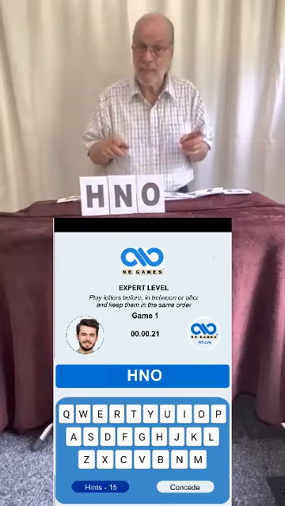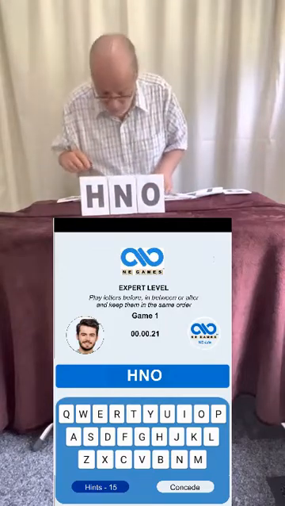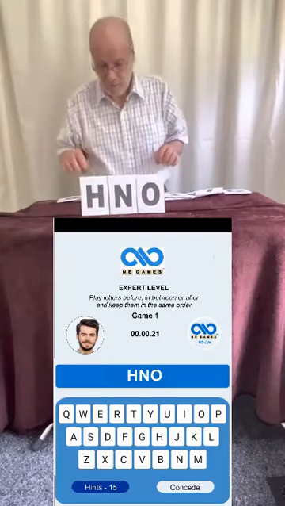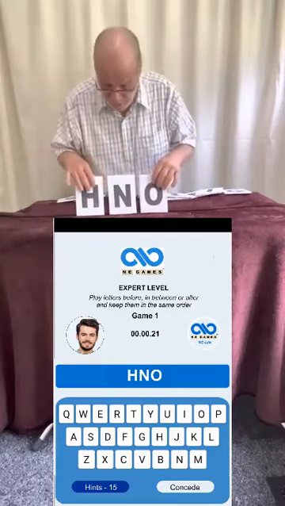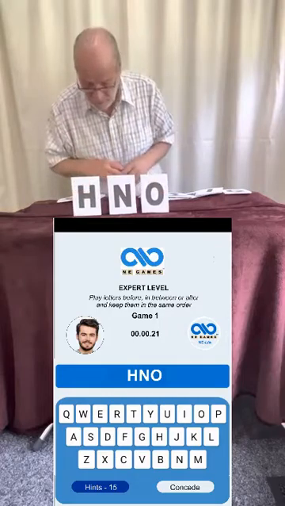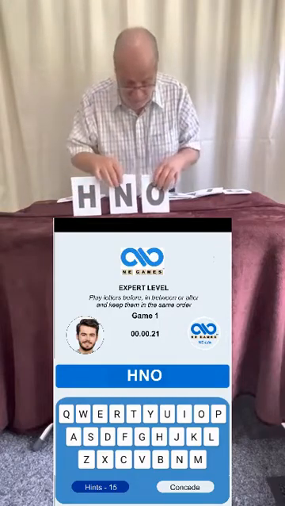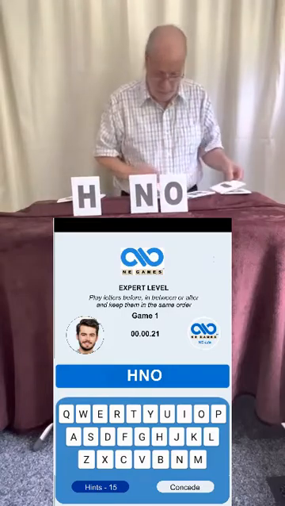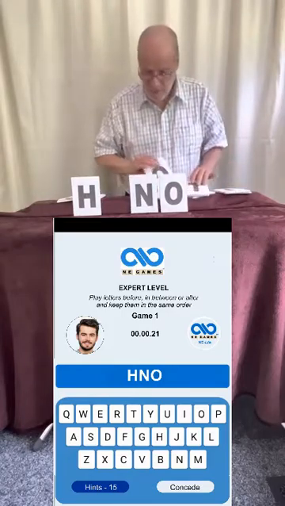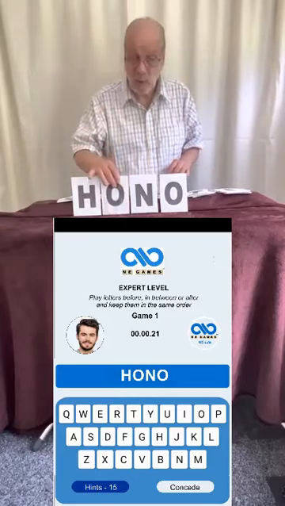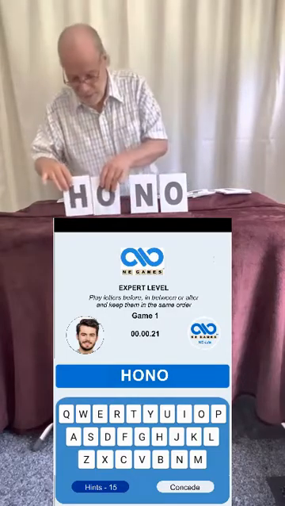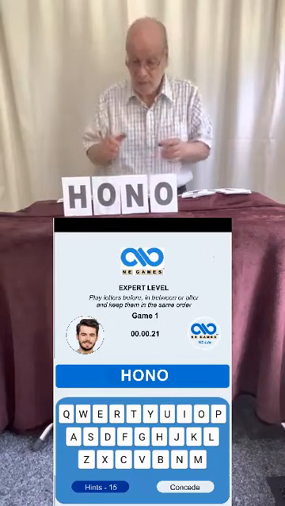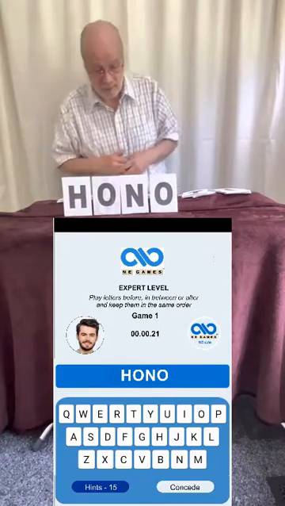But because this is expert level, I'm thinking of any words that can have HNO in it. Honor is the first one that comes to me. I don't know if you can think of any others, but I'm going to put an O there. So I've played in between. That's what's fun about this level, because you can now put letters in between. It really moves things around.